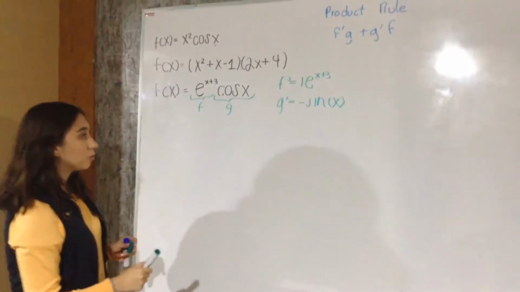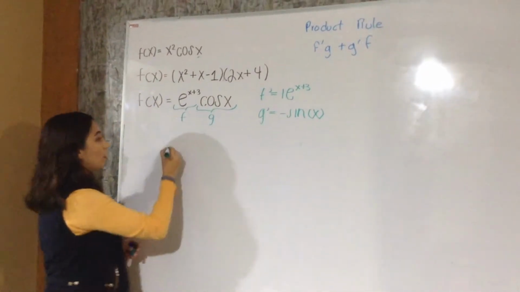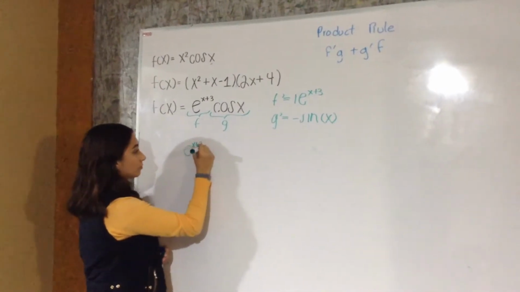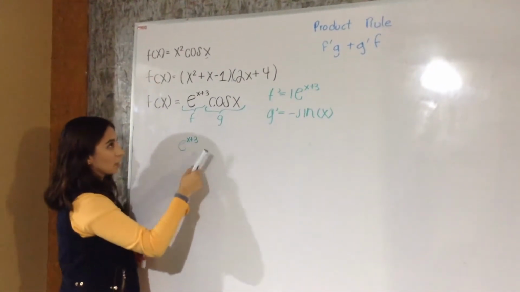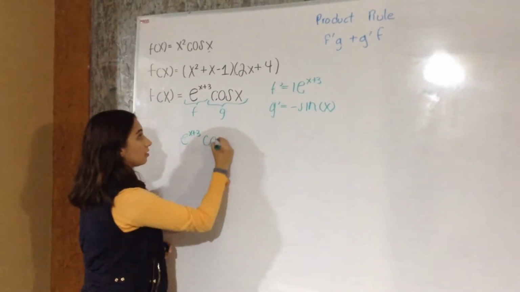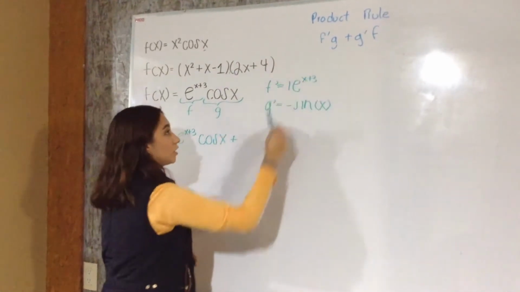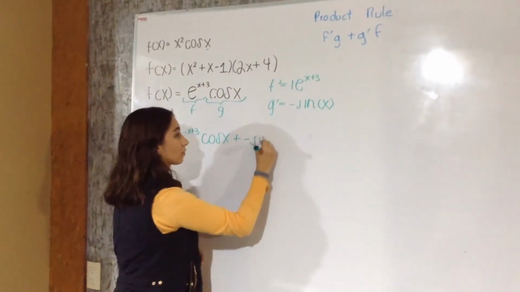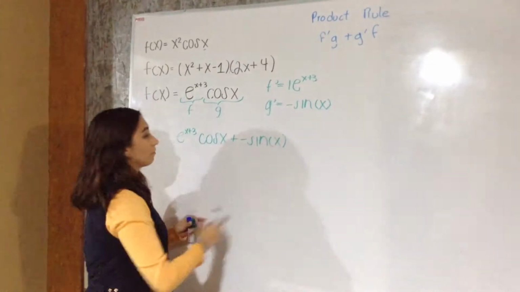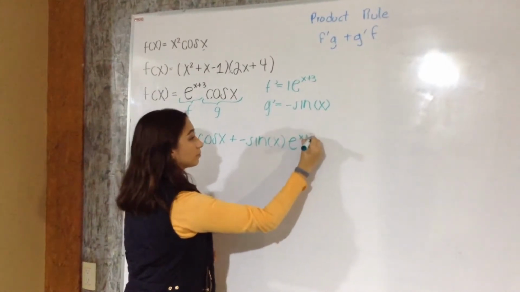Now, following the rule, first we are going to put the derivative of f, that is e elevated to x plus 3, multiplied by my function of g, cosine of x, plus the derivative of g, that is minus sine of x, multiplied by my function of f, that is e elevated to x plus 3.